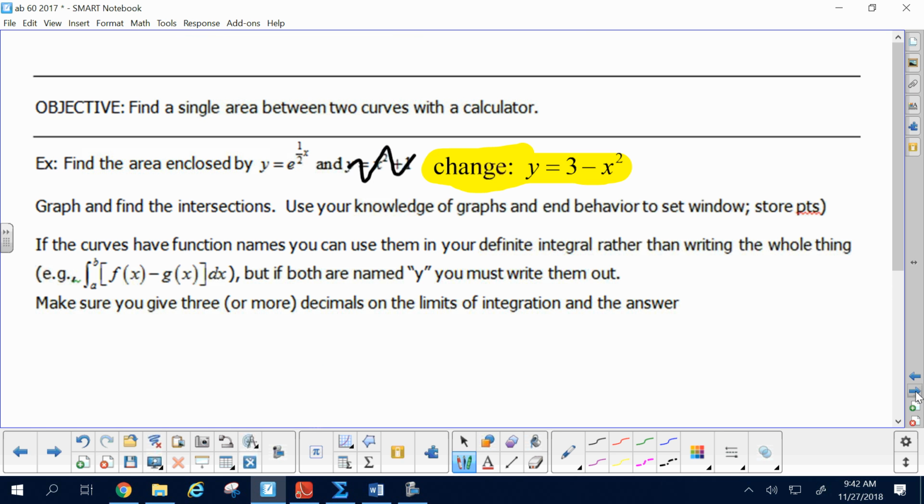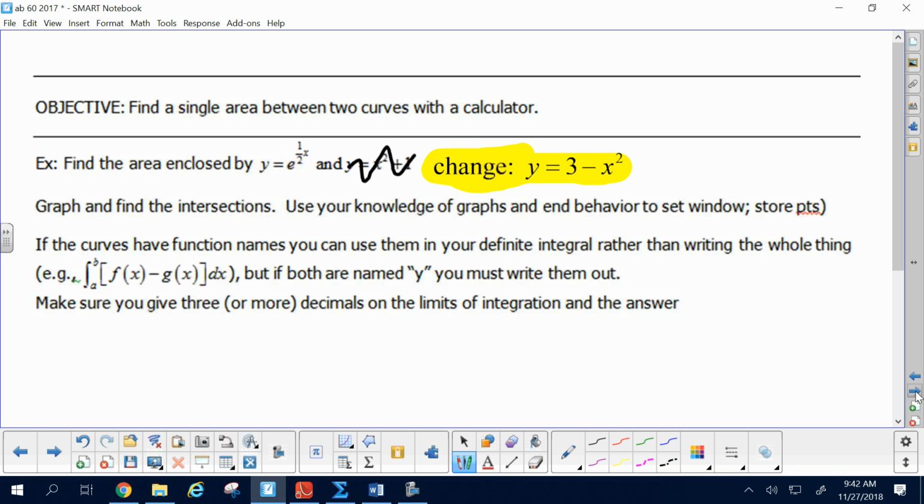Go to the next one, please. This is a bad problem I did when I wrote it. So would you change the second function? Instead of the parabola I gave you, change it to y equals 3 minus x squared. This will be a better problem. It'll be one area instead of two, which we're not at yet.